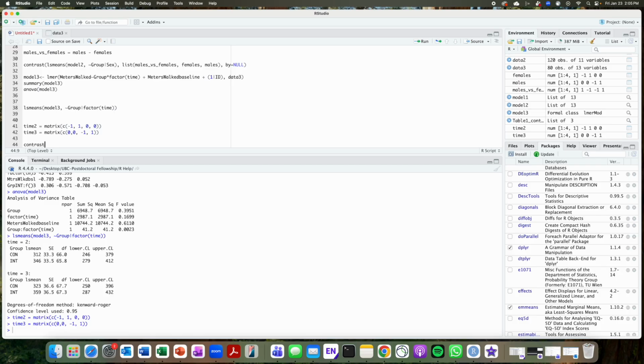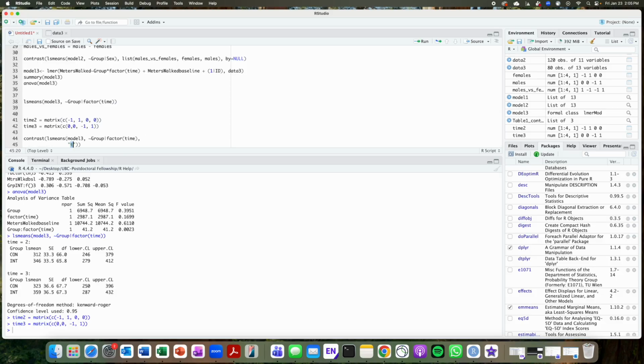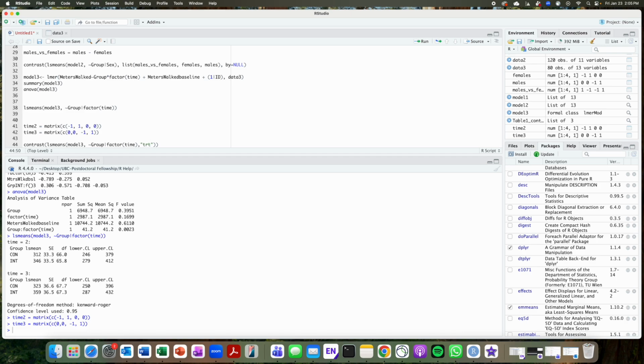We would just go ahead and develop that contrast statement, looking at LS means for model 3, looking at group by factor of time, and then looking at treatment versus control, or excuse me, we would then use that list command, and then time 3, and then we're going to go by equals null, and again, we're not going to adjust for anything.